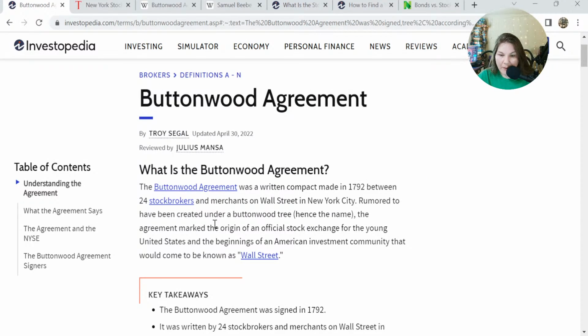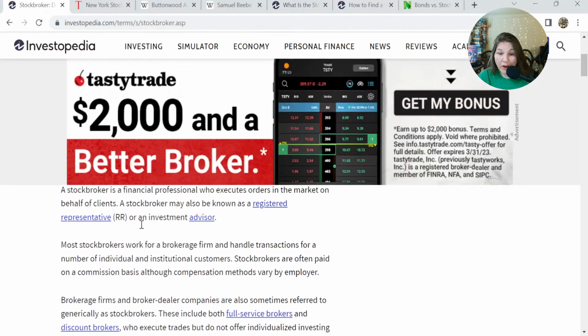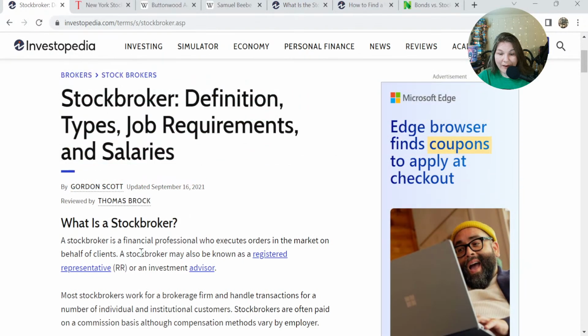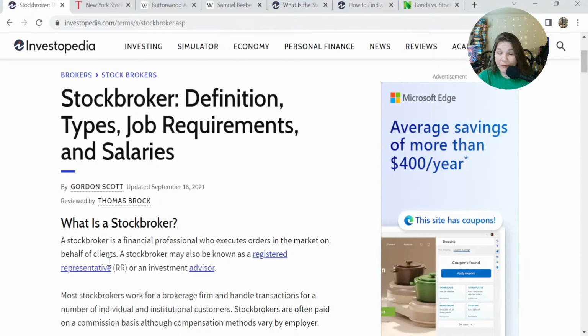So the Buttonwood Agreement was a written compact made in 1792 between 24 stockbrokers and merchants on Wall Street in New York City, rumored to have been created under a buttonwood tree, hence the name. The agreement marked the origin of an official stock exchange for the young United States and the beginning of an American investment community that would become known as Wall Street. And stockbrokers, for those of you that don't know, a stockbroker is a financial professional who executes orders in the market on behalf of clients.